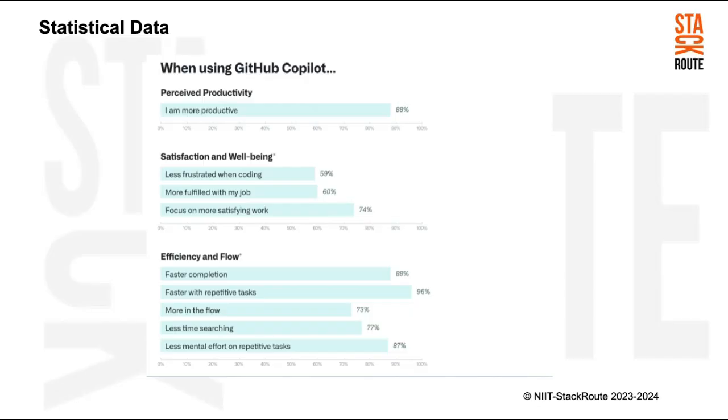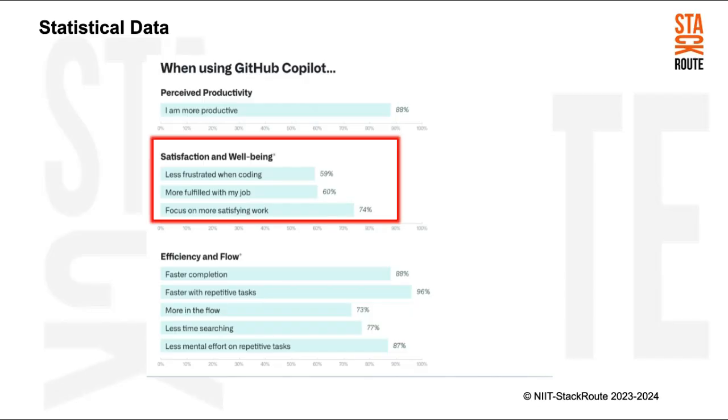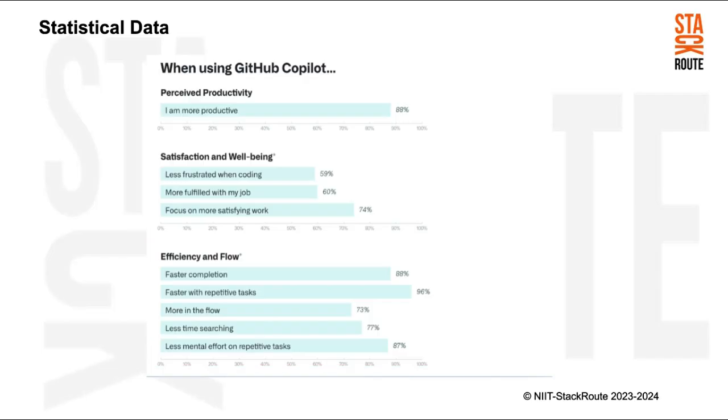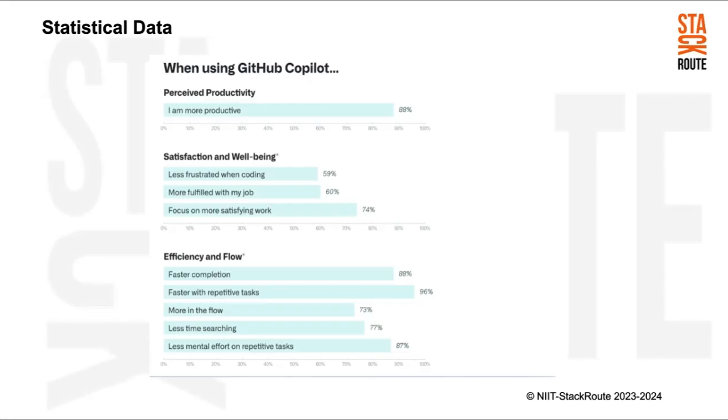And now coming to the statistical data. Here you can see when using GitHub Copilot, the perceived productivity rate has been shown as 88%. The satisfaction and well-being percentages are also shown. Efficiency and flow percentages are also depicted. So the takeaway from here was that it makes room for developers to enjoy the more meaningful work that requires complex critical thinking and problem solving, leading to greater happiness and satisfaction in their work.